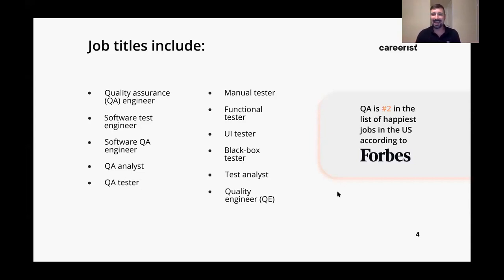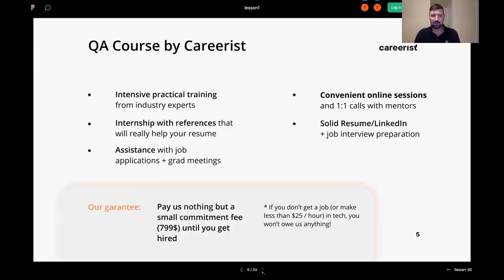QA is the second happiest job in the US, according to Forbes magazine. You can just Google it, Forbes happiest job QA, and witness that. Why? Because you get a nice salary and usually a stress-free job. Very simple to learn, that anyone can do.